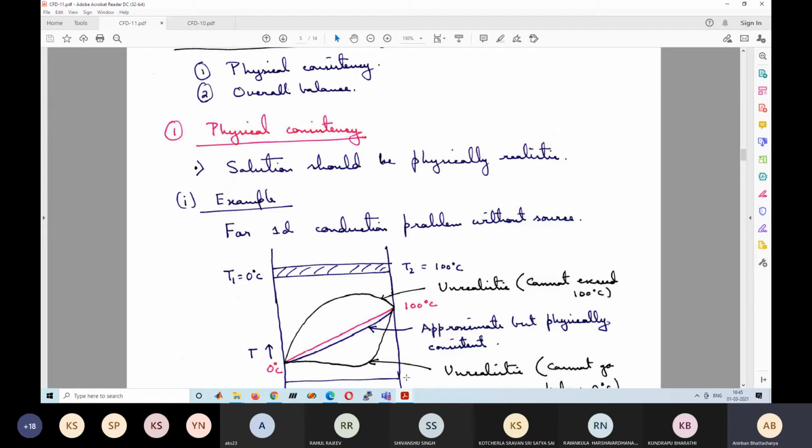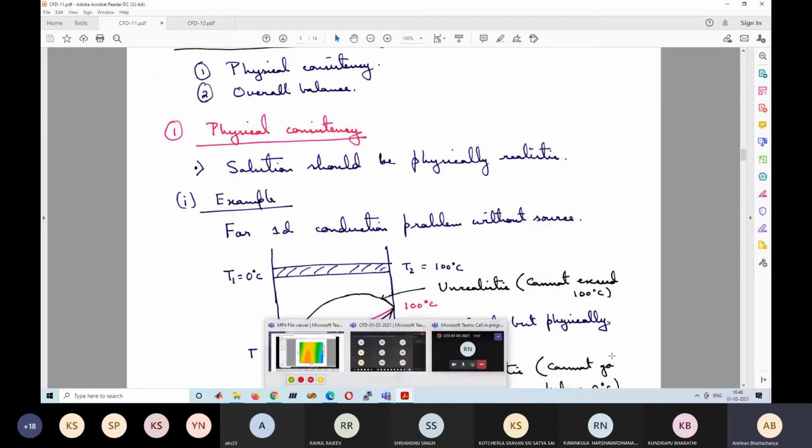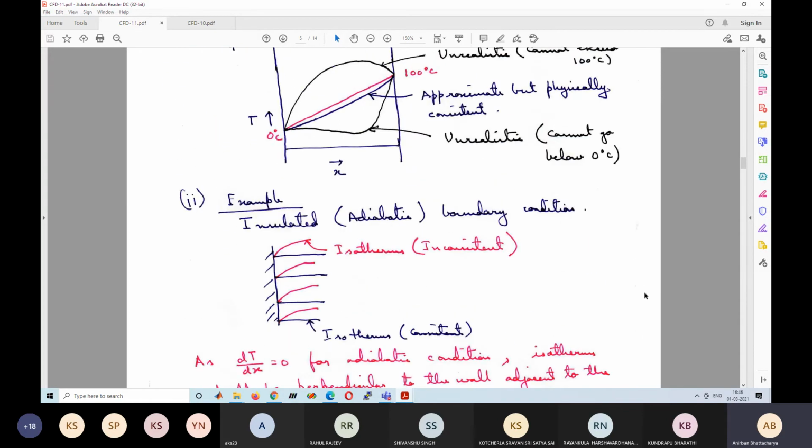For example, in thermodynamics also, if you solve a problem and you get that work output is more than the heat input, it means that it is violating the first law of thermodynamics. So that cannot be true. That is physically inconsistent. But if you are solving the problem and getting some work output which is reasonable but not equal to the exact work output, that is an approximate solution. It is inaccurate, but it is physically consistent. The same thing happens here also.